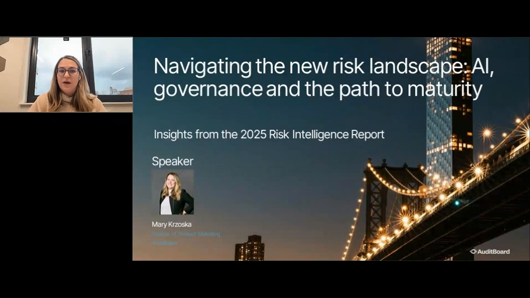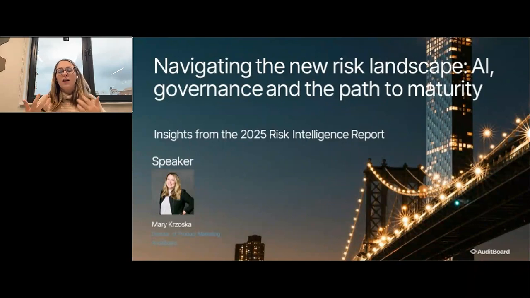And this is really about our risk intelligence report. AuditBoard this past year actually did a benchmarking report with our customers as well as a third party. So this risk intelligence report, which we're going to go through over the next hour or so, really draws on 2 complementary data sets.